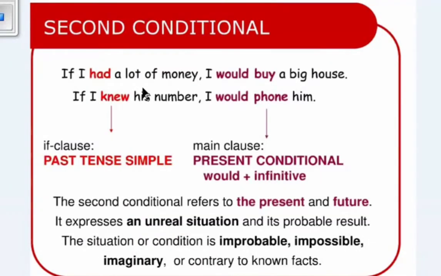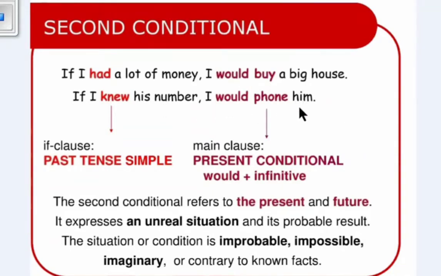So the second conditional is a type of the rule if, in which we link two sentences together. The first one here next to if is in the past simple tense, which is the if clause, and the second one, the main clause, is using here would plus the bare infinitive verb. Again, if plus past simple tense, comma, would plus the bare infinitive verb. If I had a lot of money, comma, I would buy a big house. If I knew his number, comma, I would phone him.